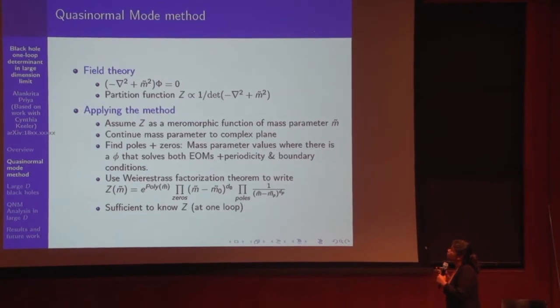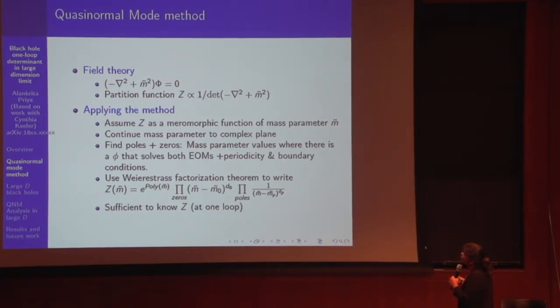Let's review what the quasi-normal mode method is. Suppose you have this field equation for a complex scalar field, then the one loop partition function is just 1 over the determinant of the operator. So how do I apply this method? You assume that the partition function is a meromorphic function of the mass parameter, and then you let the mass parameter wander in the complex plane and find poles and zeros, which are basically those mass parameter values that solve the equation of motion and satisfy the boundary condition and the periodicity constraint.